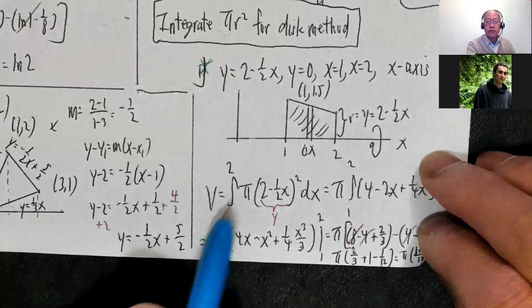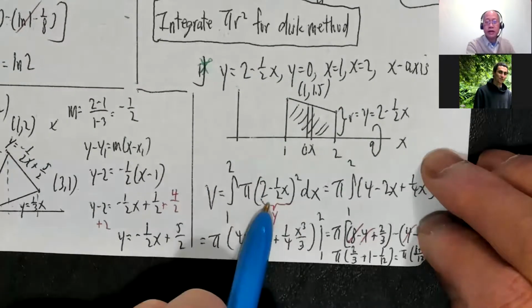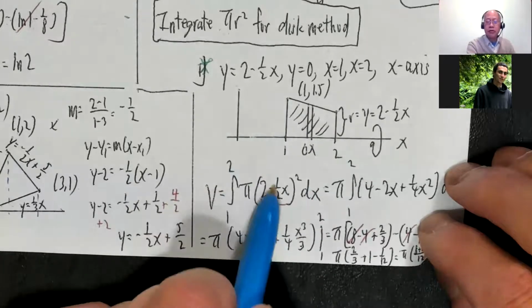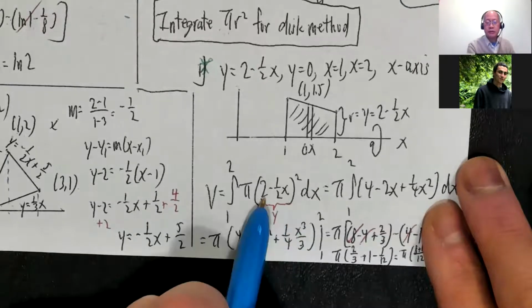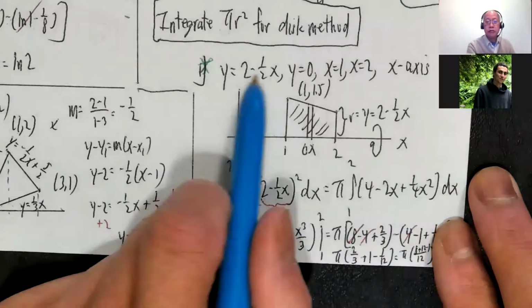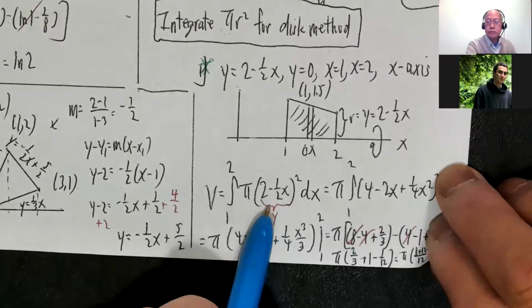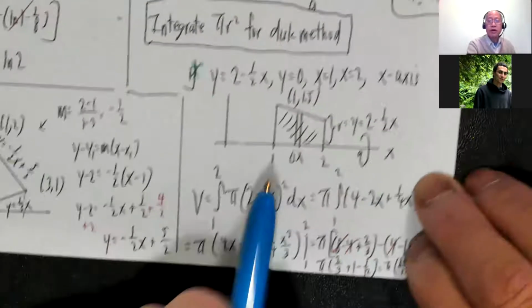So integrate from 1 to 2, pi r squared, which in this case is y squared. So I just put 2 minus a half x. By the way, don't literally put the letter y because I'm integrating with respect to x. You don't have the letter y, you put y is equal to 2 minus a half x, squared. Then I just factor out the pi, and that looks like a minus b squared.